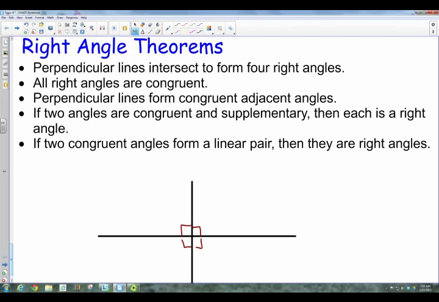And then the last one, if two congruent angles form a linear pair, they are right angles. Kind of the same idea. They form a linear pair means they're a straight line. They add up to 180. That's the definition of a linear pair. And then they're congruent, have to be the same. Those are right angles. So give these ones a try with this angle addition.